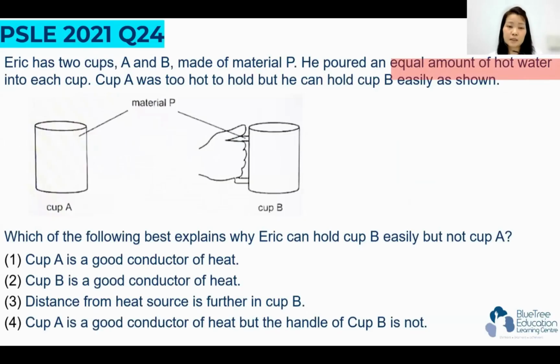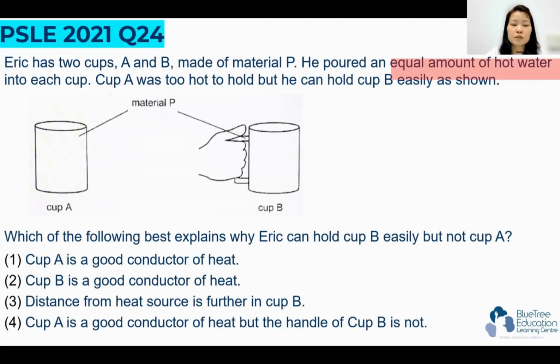Eric has 2 cups A and B made of material P. He poured an equal amount of hot water into each cup. Cup A was too hot to hold, but he can hold cup B easily as shown. Okay, now, before that, of course, this one I already showed you that you have to identify the topic. It is on heat.